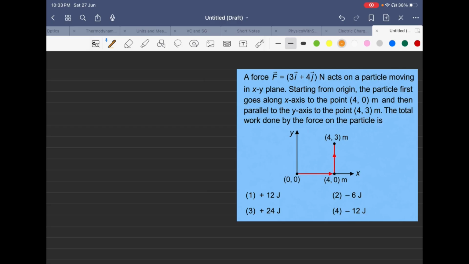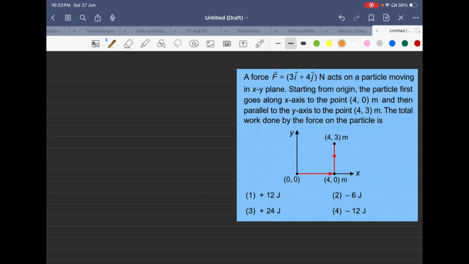Let's go with this question. In this question, they are saying a force F is equal to 3i cap plus 4j cap Newton acts on a particle moving in the XY plane. Starting from origin, the particle first goes along the x-axis to (2.4, 0) and then parallel to the y-axis to (2.4, 3). The total work done by the force on the particle is.